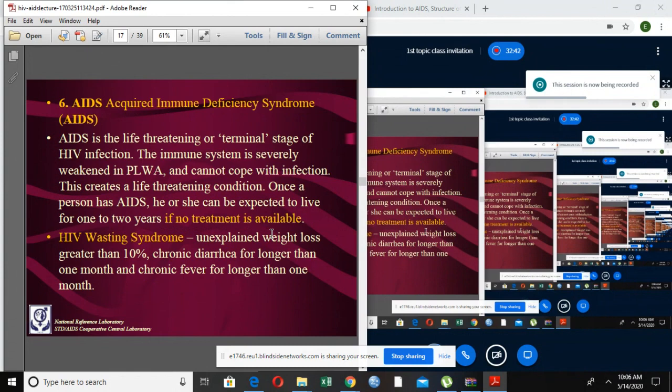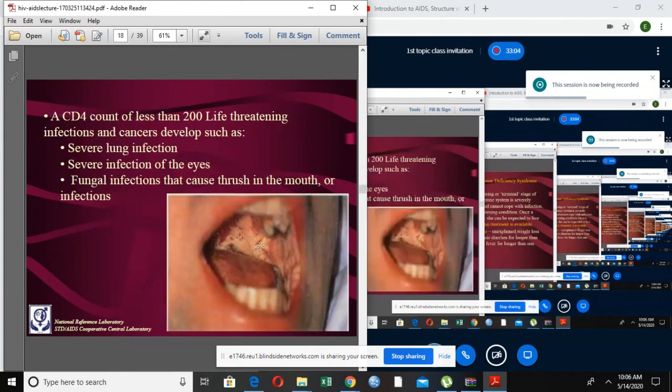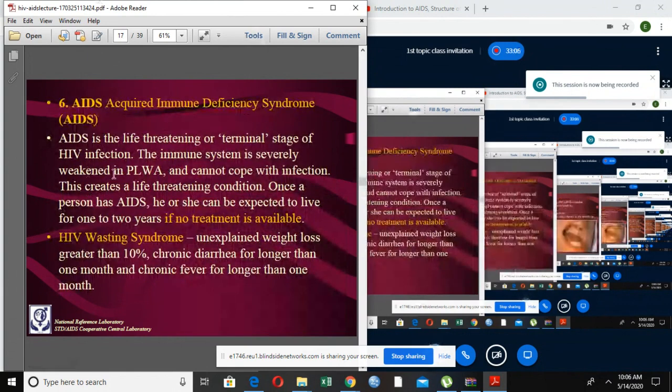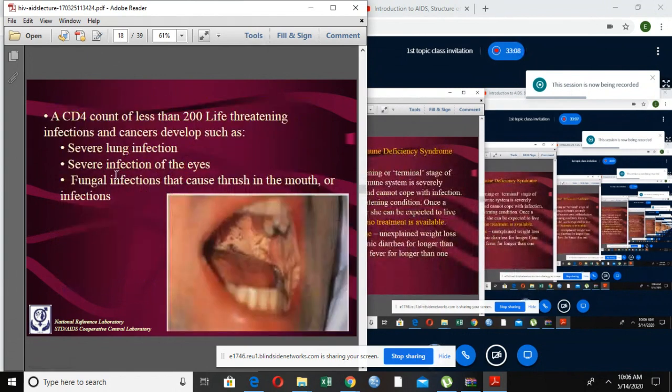Then HIV wasting syndrome is unexplained weight loss, still under AIDS, greater than 10%. We also have chronic diarrhea that also causes the wasting, because once you have diarrhea, you're losing a lot of water and a lot of nutrients from your body, for longer than 1 month, and chronic fever for longer than 1 month. So that's phase number 6, that is AIDS.